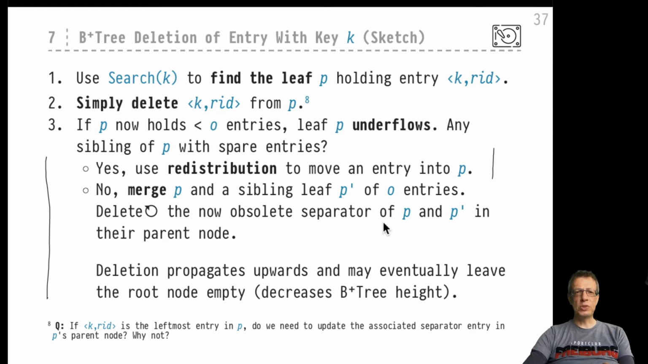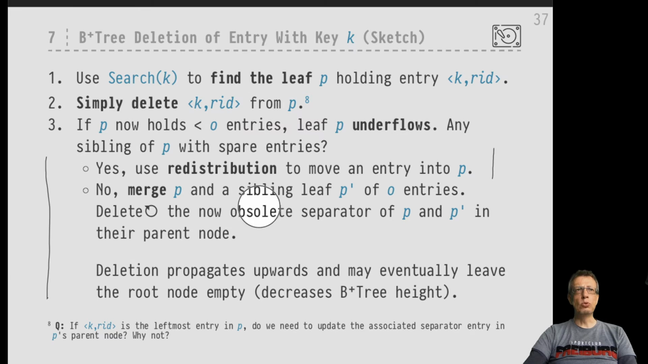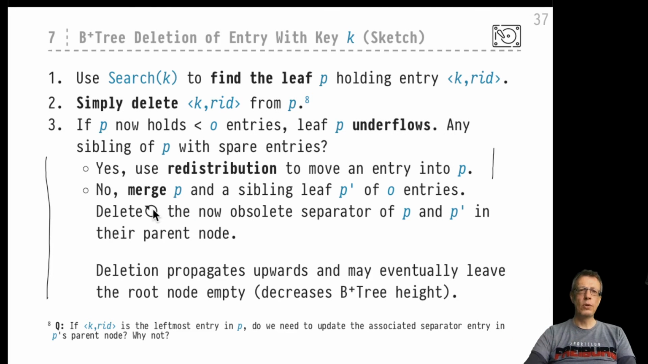In future searches, we don't have to discern between descent into the leaf node P or the leaf node P prime. So the separator that formerly discerned the two leaf nodes is not needed anymore in the common parent of P and P prime. That separator can be deleted from the inner node. And this, of course, leads to recursive deletion in the inner node. And just like insertions, deletions can propagate upwards the tree.